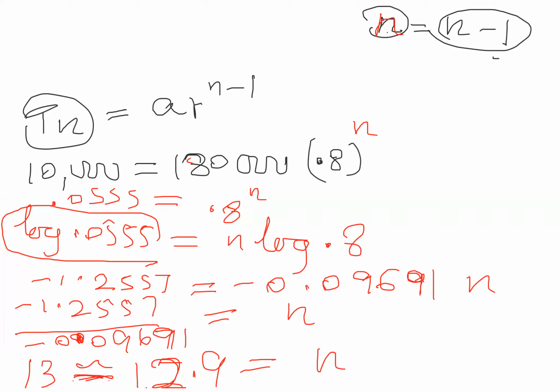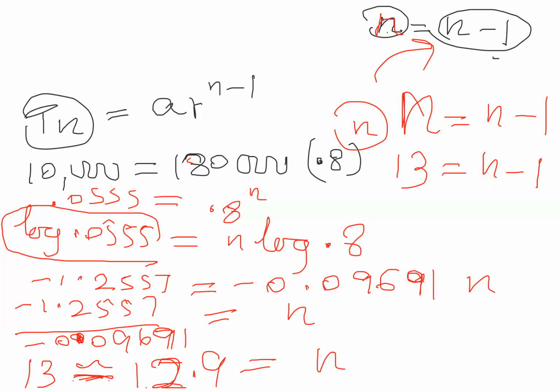But the thing is, this is our n, but we know this n is not the original n minus 1, right? So you need to get your original n. You get n as 13 here, and the original is n minus 1, so I put a capital N, okay? Then your N equals 13 plus 1 again. That means N equals approximately 14, right? So you have to write your answer as approximately 14 years.